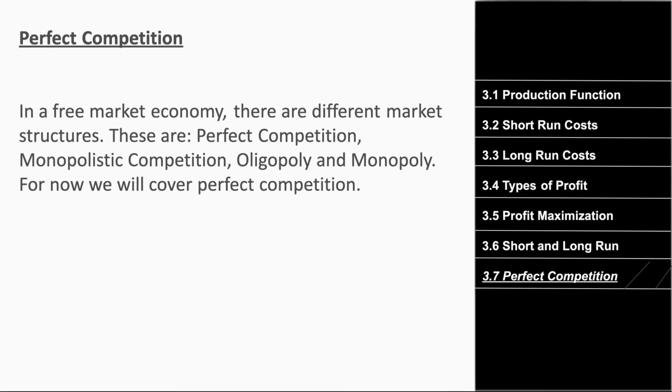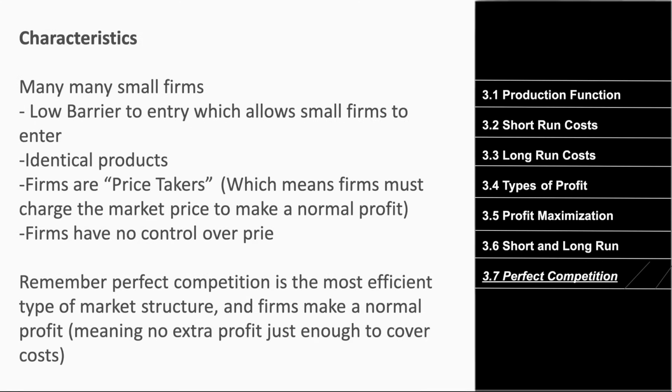So now we have different types of market structures that businesses operate in. There are 4 different types of market structures: perfect competition, monopolistic competition, oligopoly, and monopoly. For now, we're just going to cover perfect competition. There are certain characteristics of perfect competition. There are low barriers to entry. There are many small firms, thousands, millions of firms. There are identical products, so all these firms produce similar, identical products. Firms are price takers, which means firms must charge the market price.